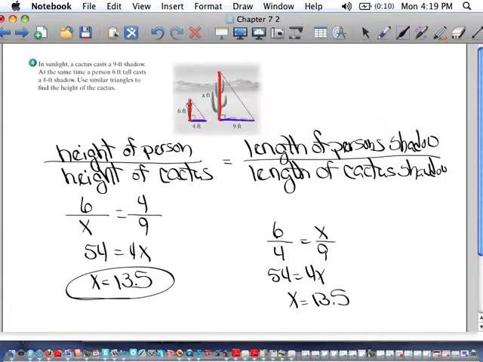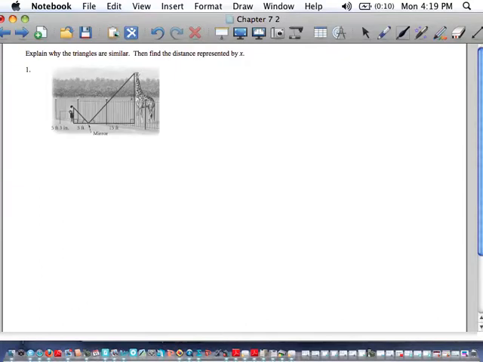It's important to write those words down so that you can see the relationship between the height of the cactus and the height of the person. Next example, it says explain why the triangles are similar, then find the distance represented by x. X is the actual height of the giraffe. Here I have a right angle. Here I have a right angle. Here I have two congruent angles. So by angle, angle, similarity postulate, I have two similar triangles.